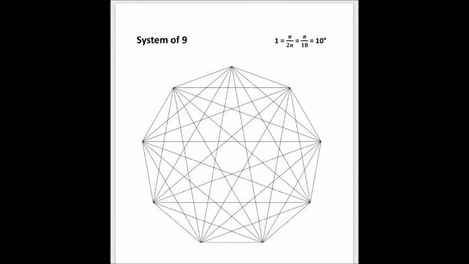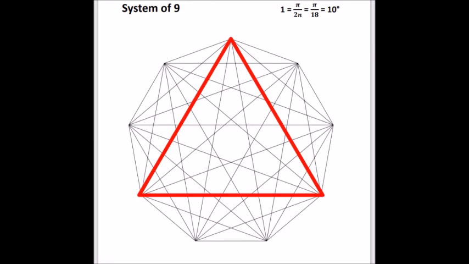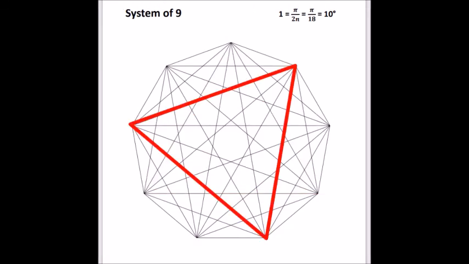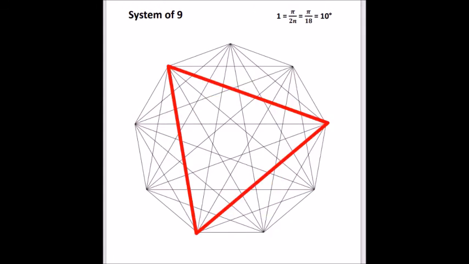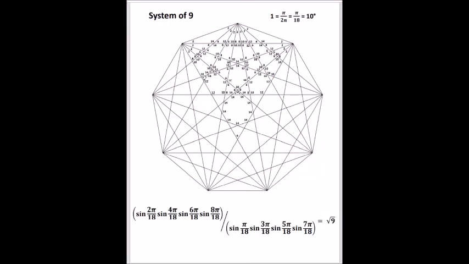This is the system of 9, which consists of the nonagon, along with its various n-star polygons. Earlier we saw the n/2 and n/4 star polygons. What's new here is the n/3 star polygon, which consists of 3 separate equilateral triangles, as you can see here. The base angle for this system is pi over 18, or 10 degrees.